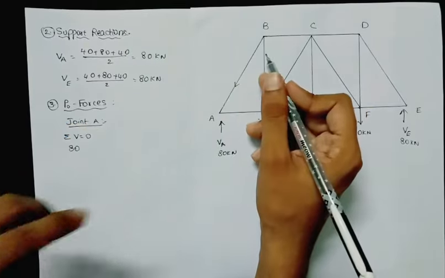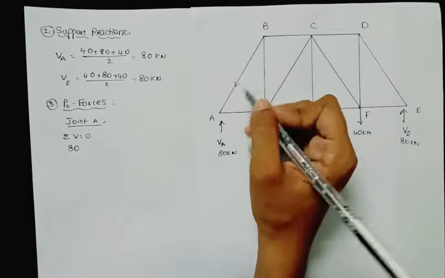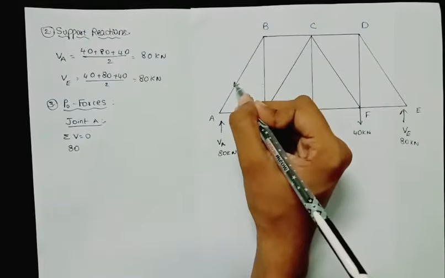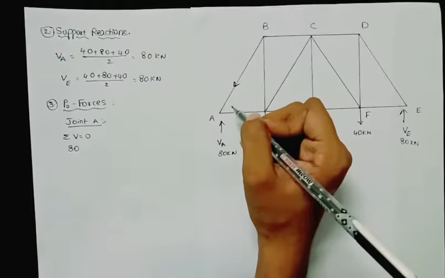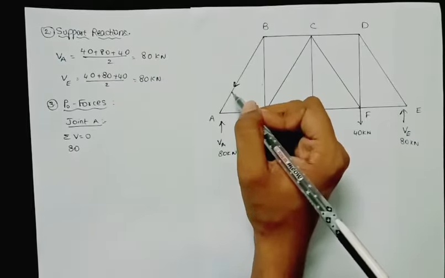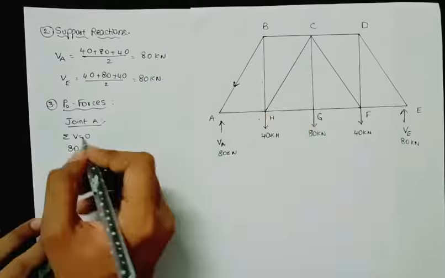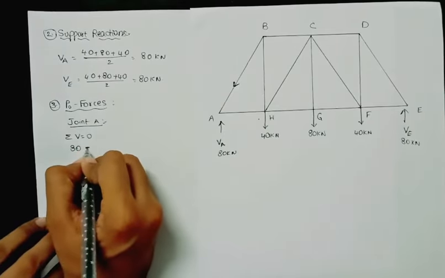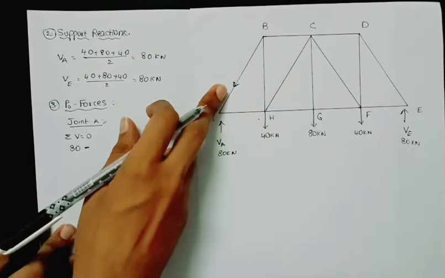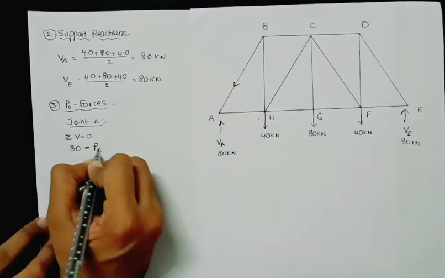You can also assume in upward direction. There will be no problem. So I am assuming this one in downward direction, in order to maintain equilibrium. So since it is in downward direction, it will be minus. I am assuming the force in member AB as PAB.